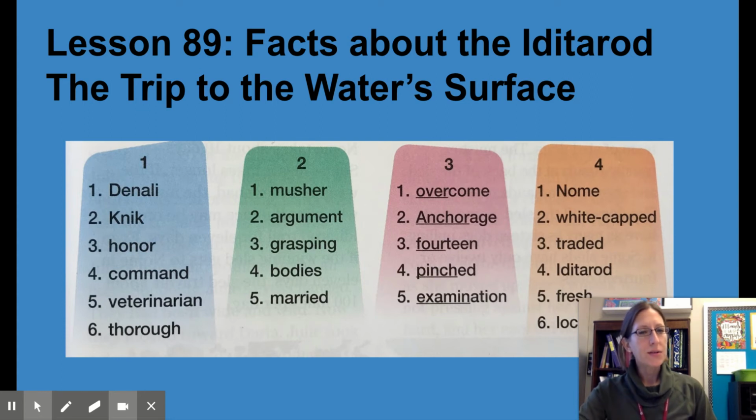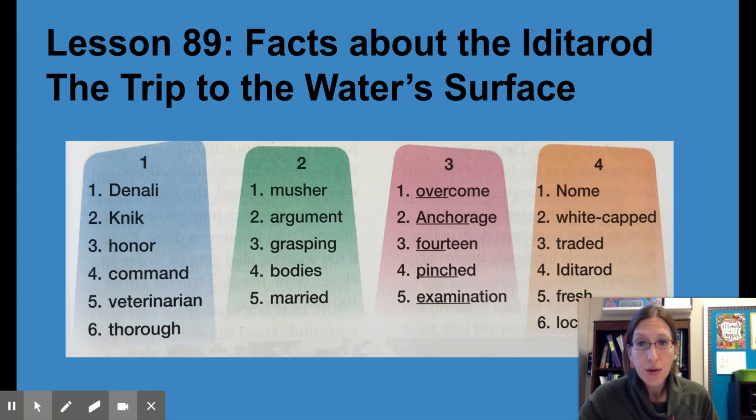Honor. Honor is kind of like you tell the truth and you act with integrity and you have honor. You do the right thing. You have honor. Word 4 is command. What word? Command. Word 5 is veterinarian. What word?